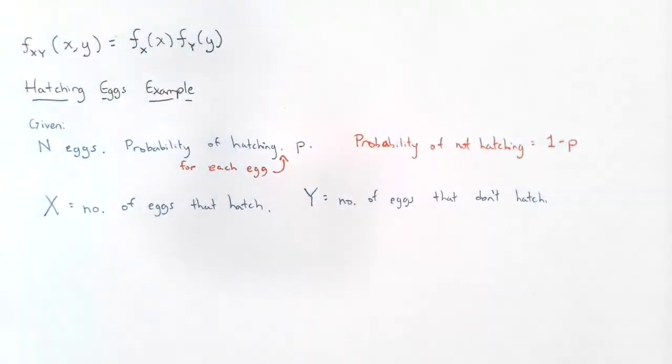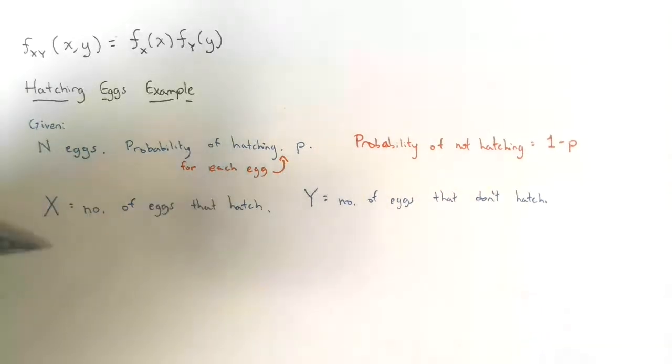Now, quick question. Can we find a relationship between x and y just with the information that was given? Okay, what is that relationship? Let's see, we're given some information. We have n eggs, each with a probability of hatching p. They're both going to equal the total number of eggs, because for every egg that doesn't hatch, all the other eggs do hatch.